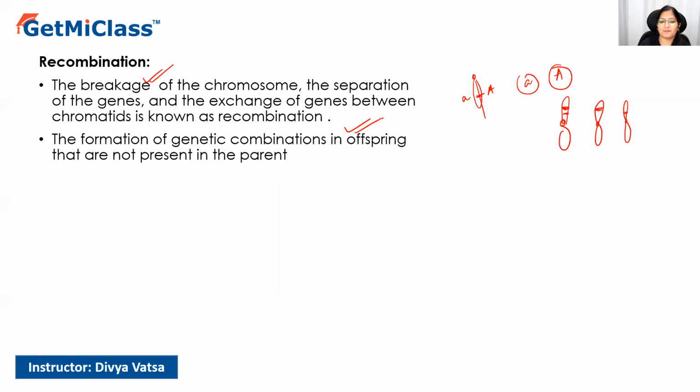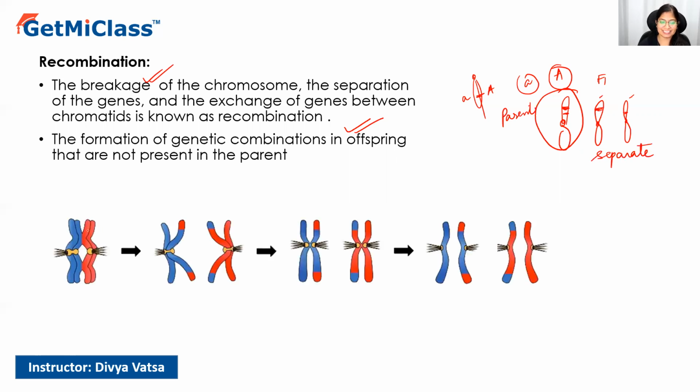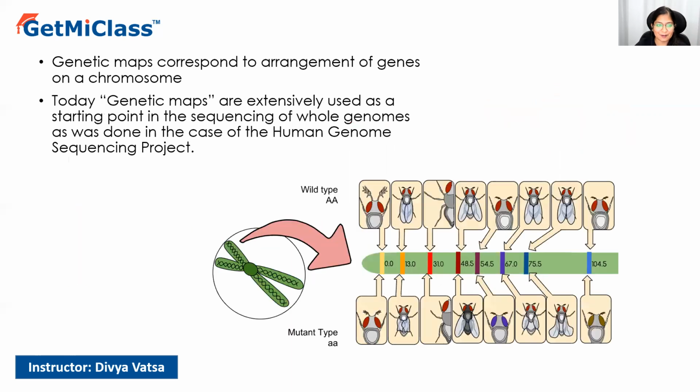It is the formation of genetic combinations in offspring that are not present in the parents. This is the pairing, and it has both the genes. But in the offspring, the F1 generation, we see that both characteristics are now separated. Here you can see in the recombination scene, this is one chromosome, then there is chiasmata formation. They exchange their genes, their traits, and after the exchange you can see that they have separated. So this is what independent assortment and recombination are teaching us.